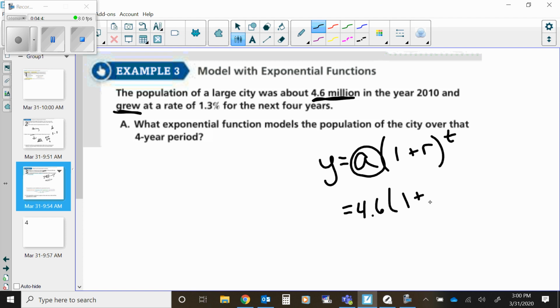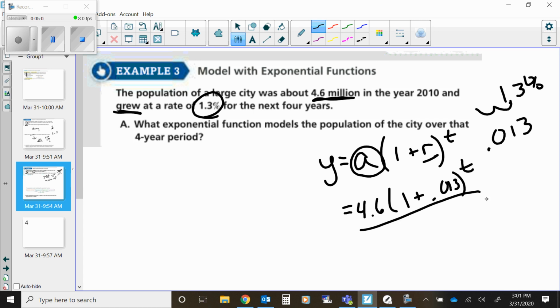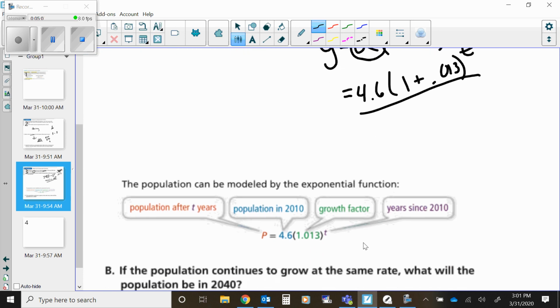1 plus, we can't use this as a percent, so we don't want to use that as 1.3%. So we're going to put that back here, and that's going to become 0.013. So we're going to add that. That's our r, the 0.013. You have to change it to a decimal, and then we're going to leave t. So there's our equation that we're going to use for that. And you can see it explained right here. And this is years since 2010.